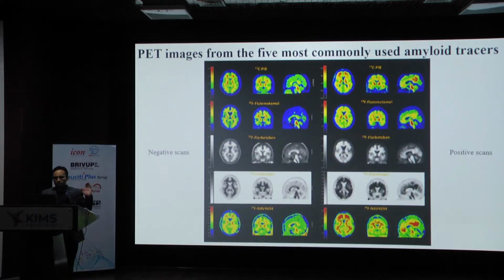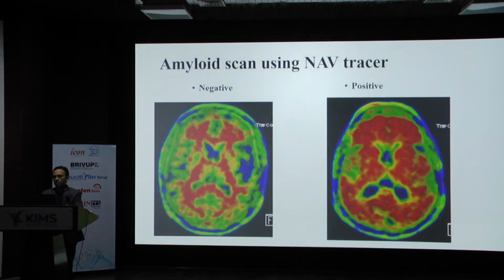And every PET has a different pattern. Every amyloid PET using different tracers has a different pattern of positive or negative read. But overall, the basics remain the same. So if you see on the left side, these are all negative ones, the right side are positive ones. But don't go into it. I'll just simplify with this one that we have been using at NIMHANS.